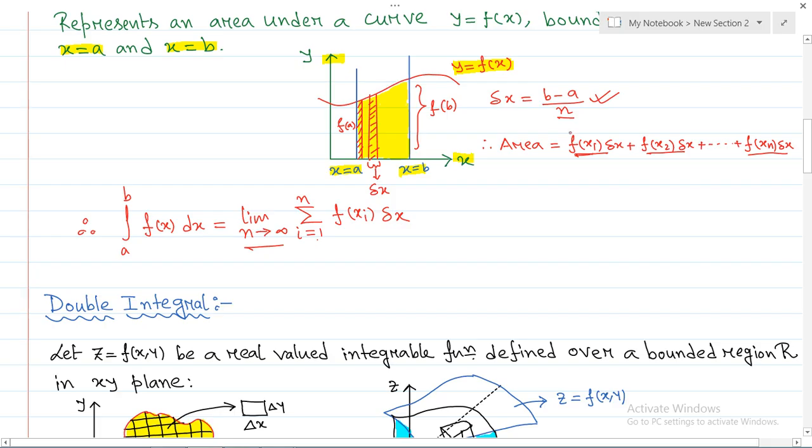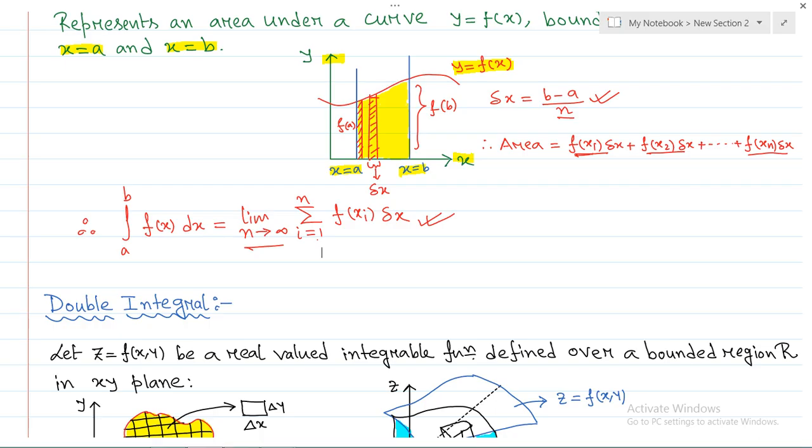We will assume that the number of sub intervals will be infinite so that the error is less, because we are just replacing the area by rectangles, so there will be some error at the top. This error can be reduced if we increase the number of rectangles or the number of points. So this is the basic definition, or limit sum definition, of the integration, the definite integration, the line integration.